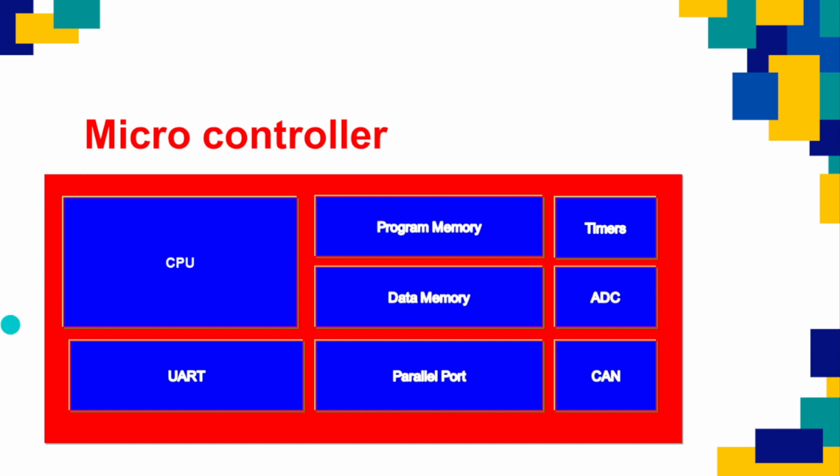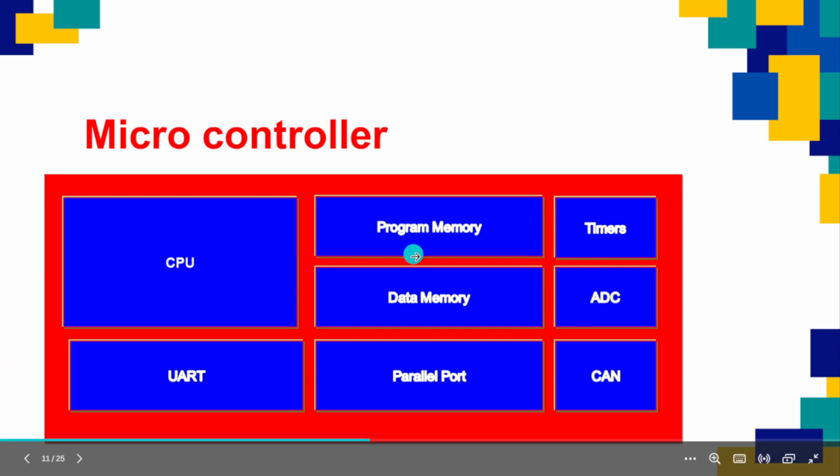The next one is the microcontroller. This is a compact integrated circuit that combines a microprocessor core, memory and input-output peripherals on a single chip. It is specifically designed to provide control functions and interface with other electronic components in an embedded system.